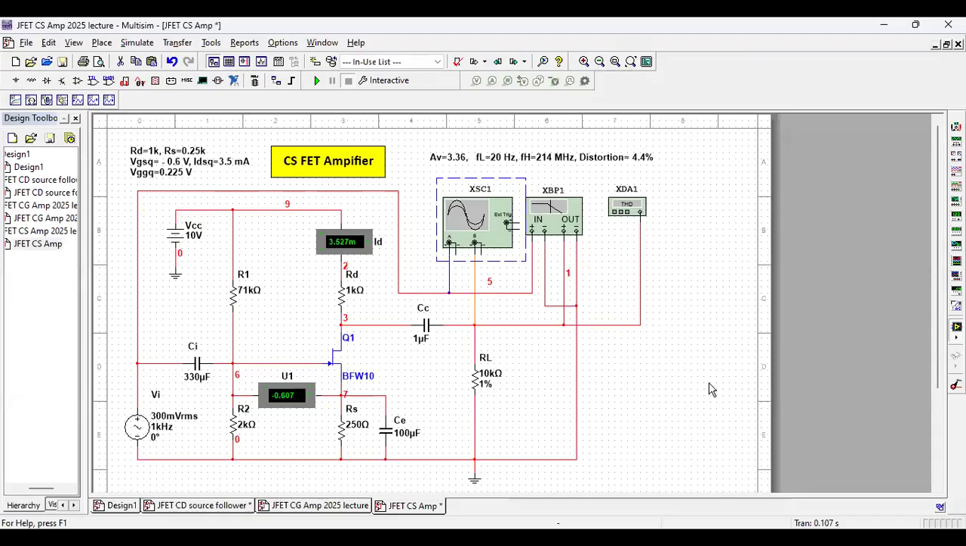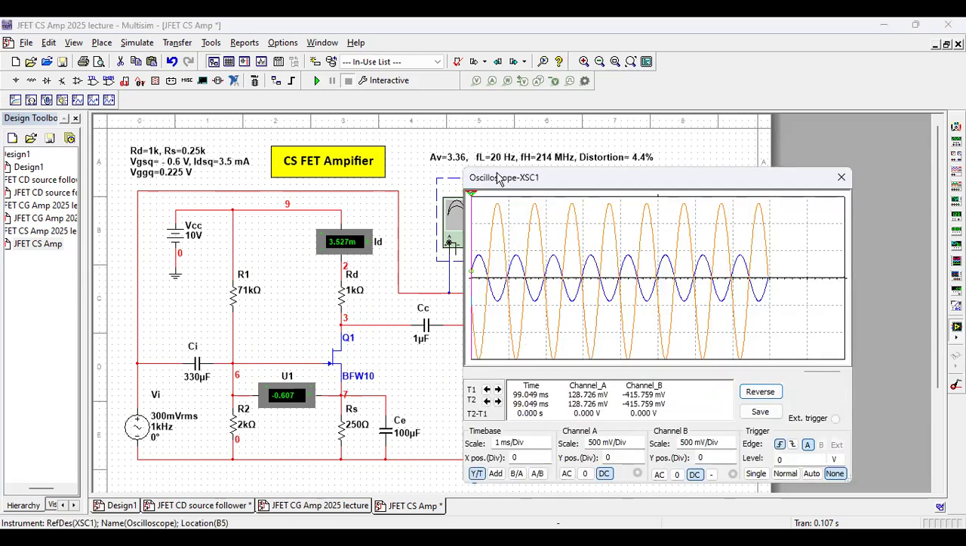So I have come to the testing software. I have used the same values, 1K, 250 ohm, 71K, 2K, all these values are the same, right? And the circuit looks like a BJT amplifier only, except it is a FET. Let's see how it works. Let's switch on the oscilloscope and run it.